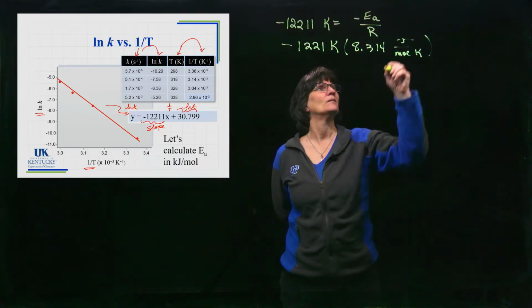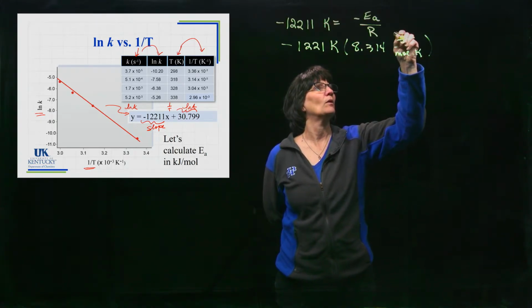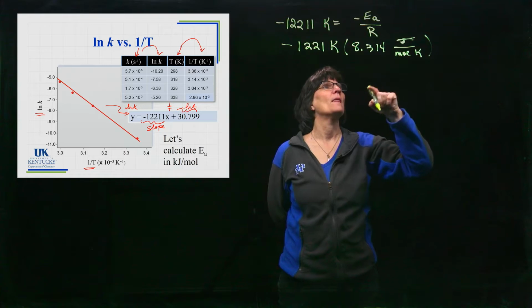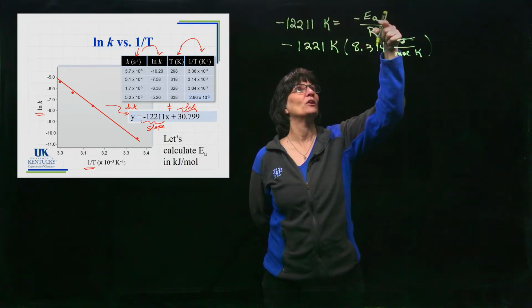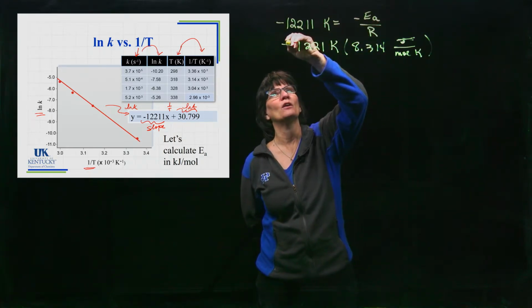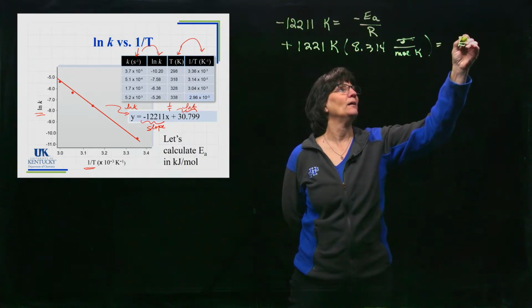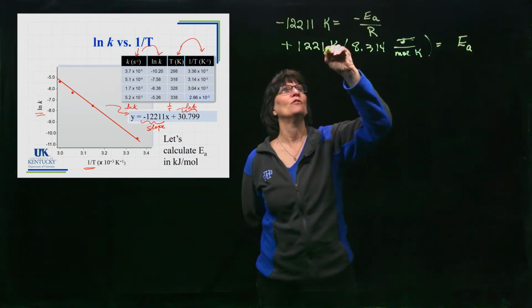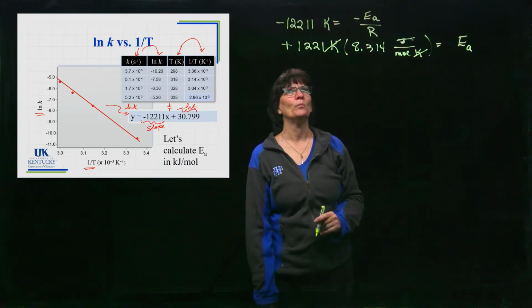Bear with me here while I make this write better. There we go. Now I have that equal to, I brought my R over, negative E sub a. Let's go ahead and get this minus over here, so that would become positive, and that's E sub a. And we have the Kelvin canceling with the Kelvin, leaving me with joules per mole.